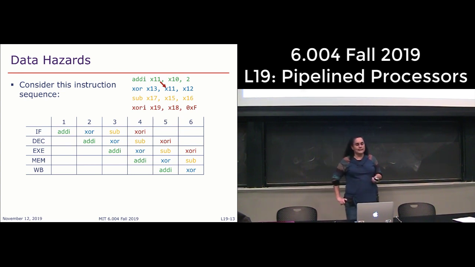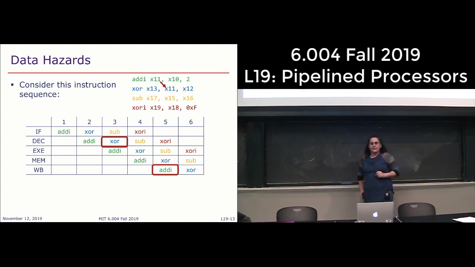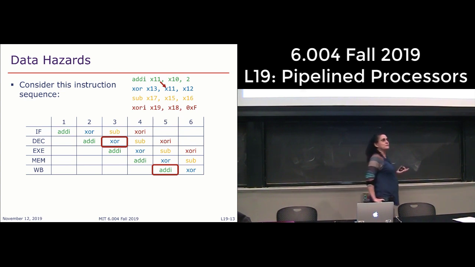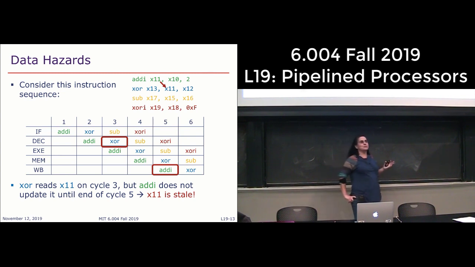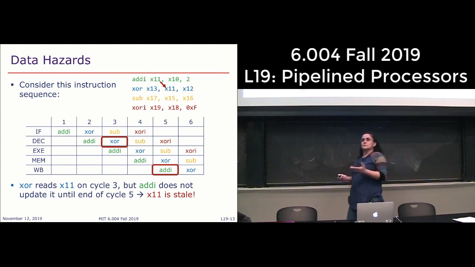No, right? Let's take a look at why not. Well, the exclusive OR is trying to read the value of X11 in cycle 3. But the updated value of X11 is not going to be written by the add-I until the end of cycle 5. So clearly something's not going to work quite right, and my exclusive OR is going to end up reading a stale value of X11 rather than the updated value. Okay? So that's not going to work. Clearly, our pipeline machine has to actually behave properly. And so we have to figure out, how do we deal with this problem?